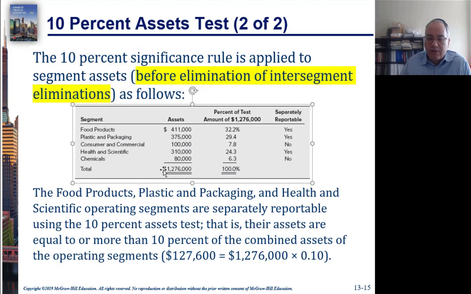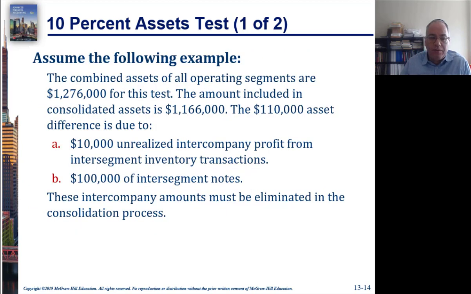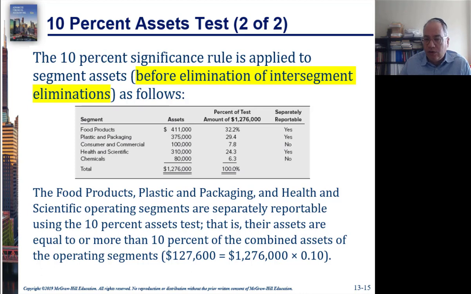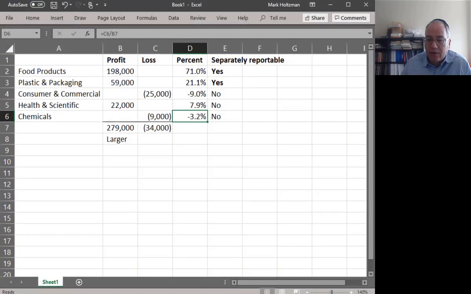So you can see here we have a total of $1,276 in assets, and we're including those intercompany assets into this computation. That's an important thing to note here. It's not just 10% of assets, it's 10% of assets including these intercompany amounts. So you can see here we get our percentages, and we have separately reportable as food products, plastic and packaging, and health and scientific. Consumer, commercial, and chemicals are still not separately reportable, although I think they were reportable.